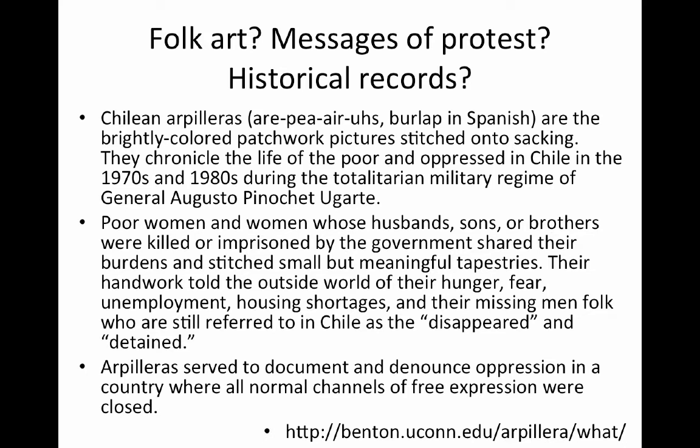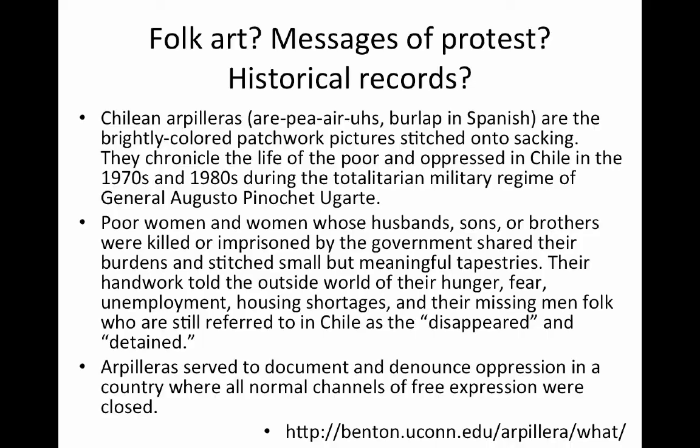The arpilleras served to document and denounce oppression in a country where all normal channels of free expression were closed. So in other words, they were prevented from protesting, and they were able to share their experiences by creating these visuals through the tapestry sewn on the burlap.